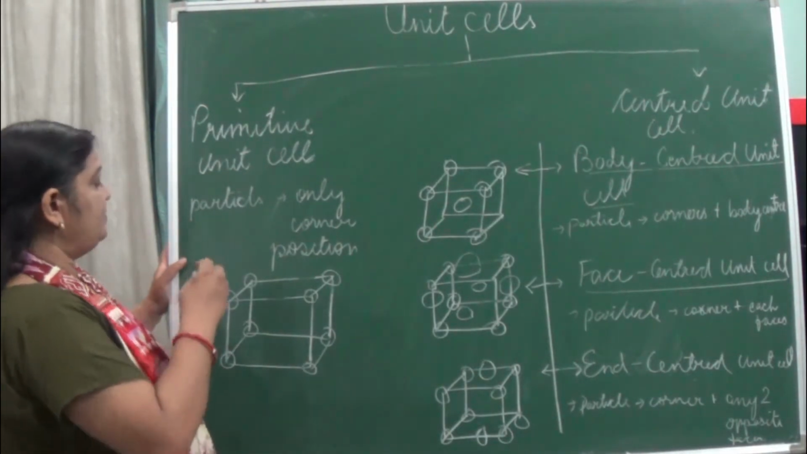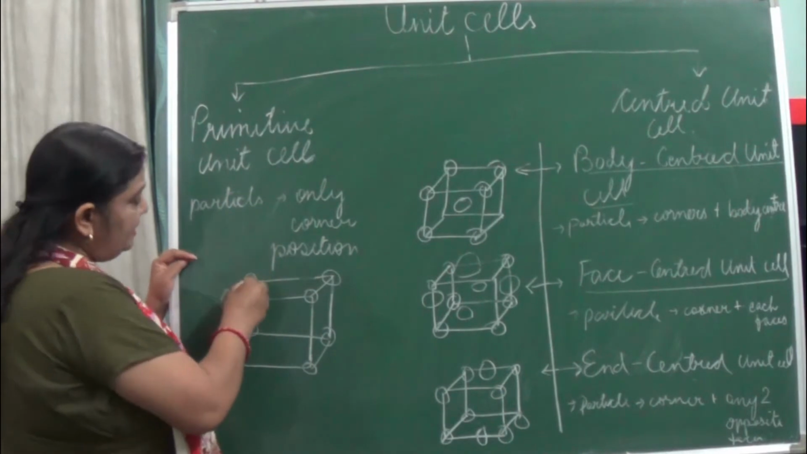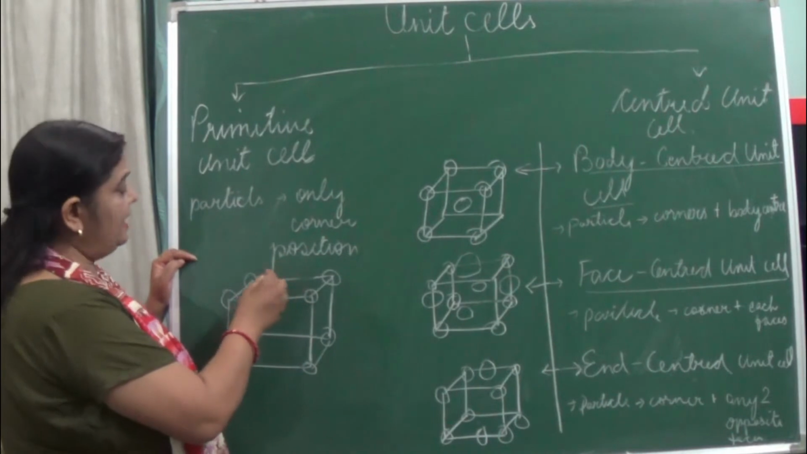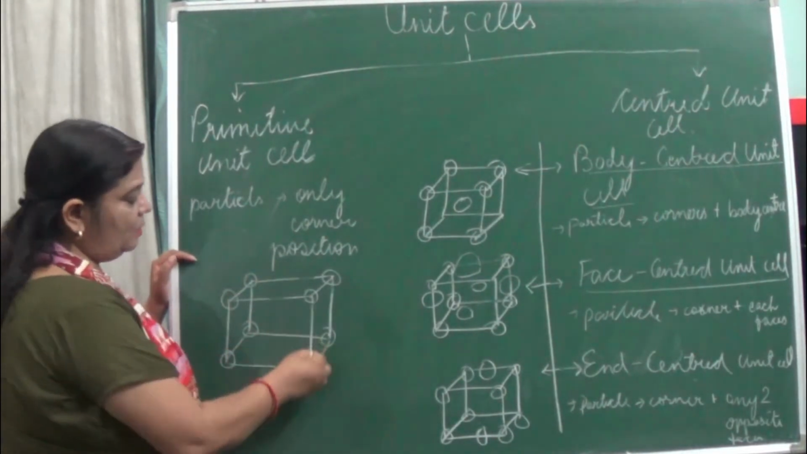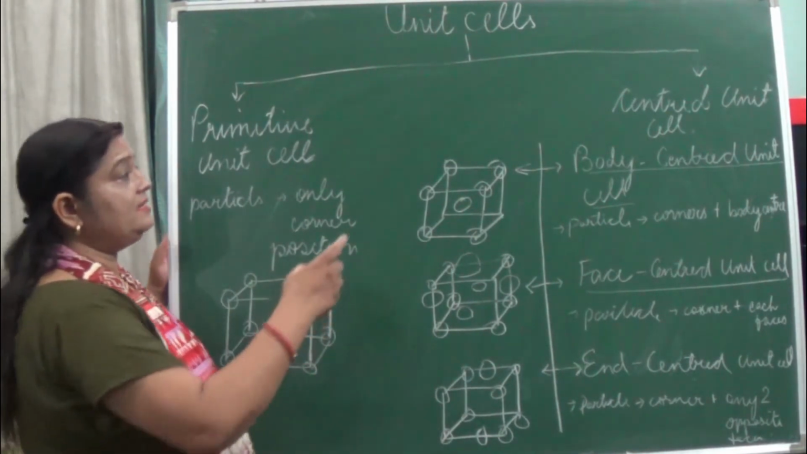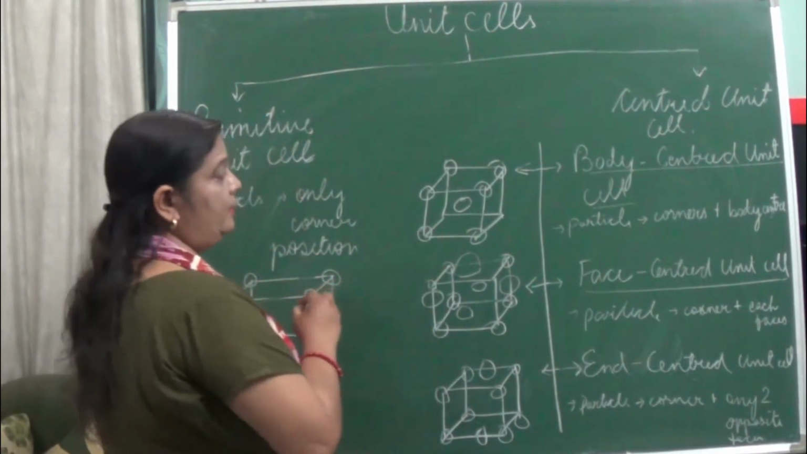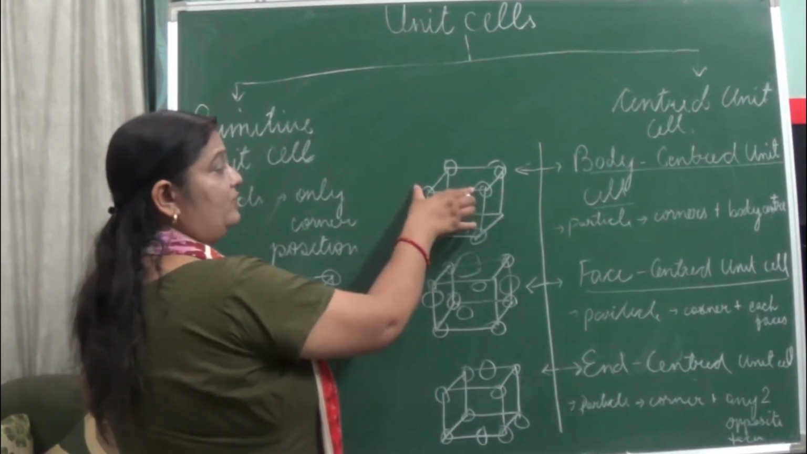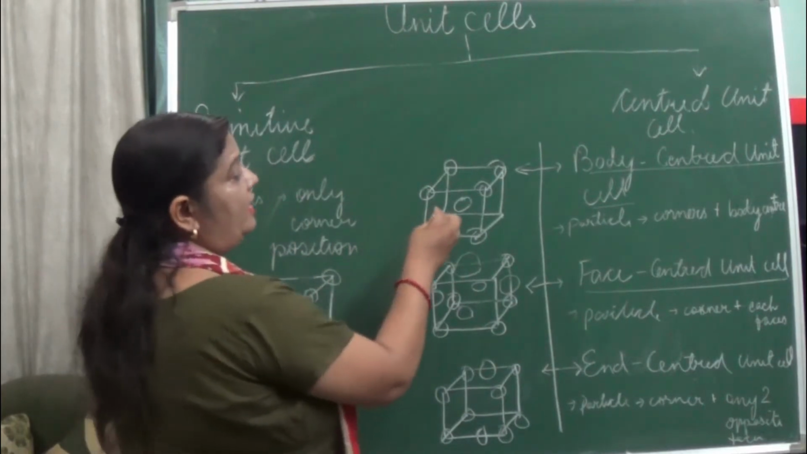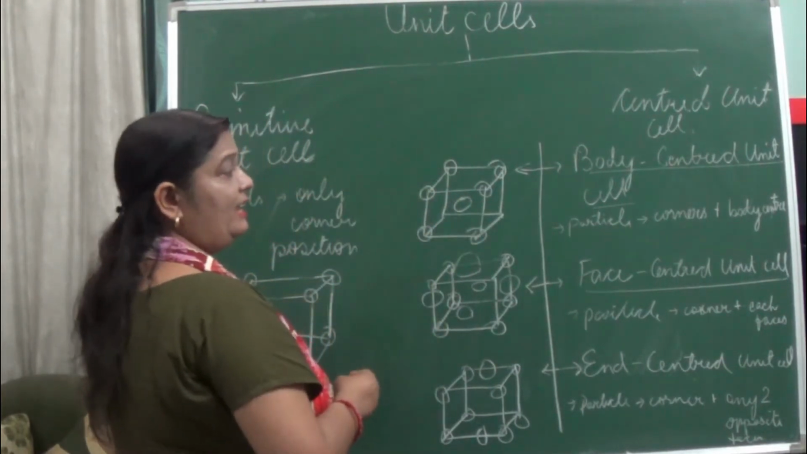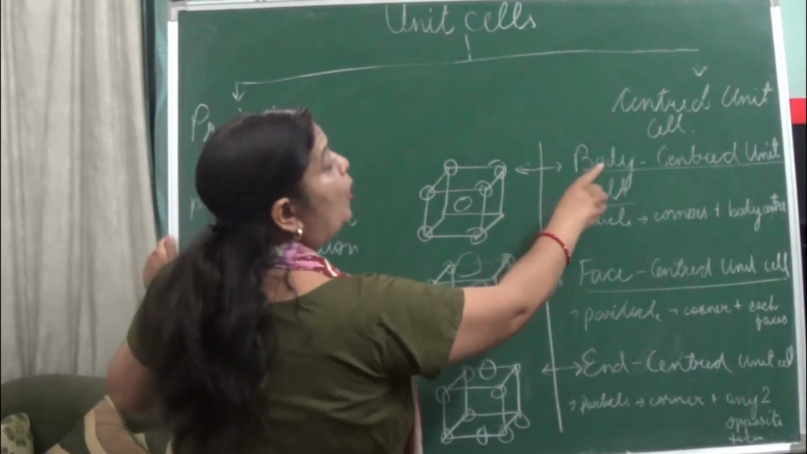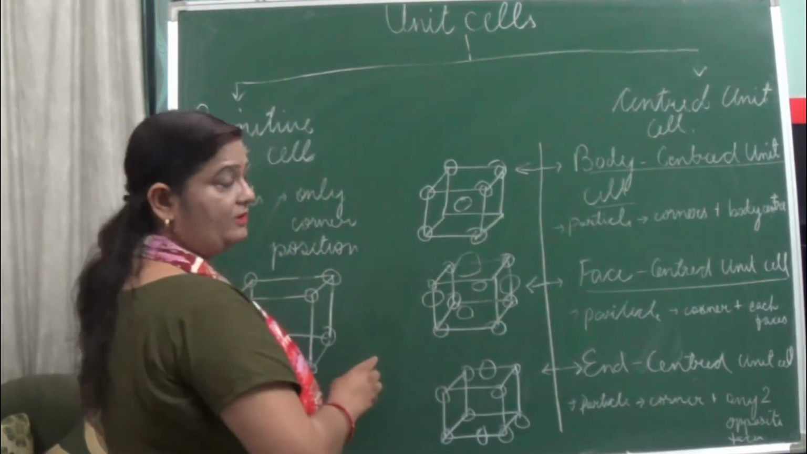Here you can see the particles, like the atoms, molecules or ions, are arranged at the corners of the cube. Now, in the centered unit cell, along with the primitive unit cell, there is one more atom present, and that is present in the center. So here it is known as the body centered unit cell, the first one.